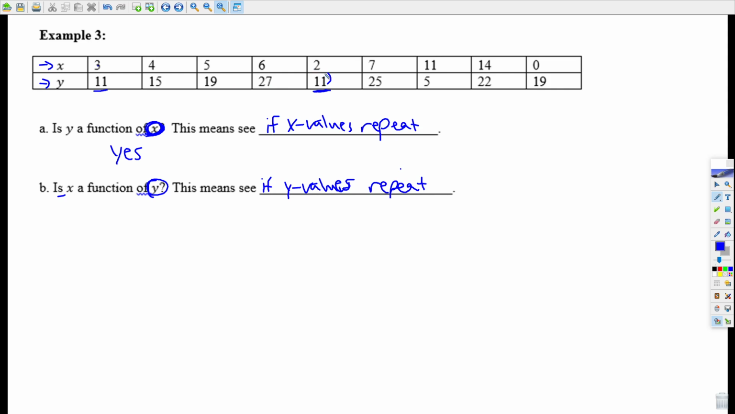The 11s repeat, and 1 goes to 2, 1 goes to 3. Anything else repeat? The 19s also repeat. 1 goes to 0, 1 goes to 5. So is x a function of y? No, because we're looking to see if the y values repeat. So if it's ever worded this way, you always want to look at the row of whatever comes last. Is x a function of y? So we look at y.